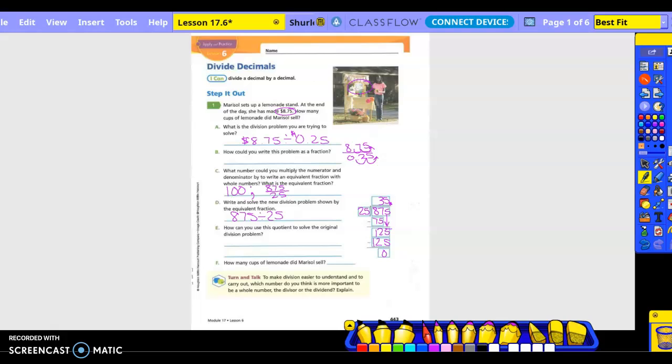So they want to know, so we got 35, right? Okay, so how can you use the quotient to solve the original division problem? So basically, that 35 tells us what? How many cups, right? So she sold 35 cups.